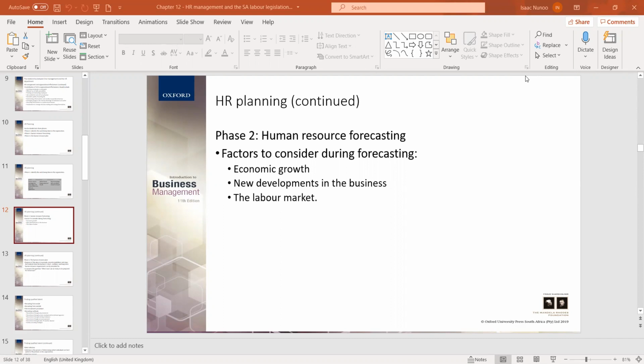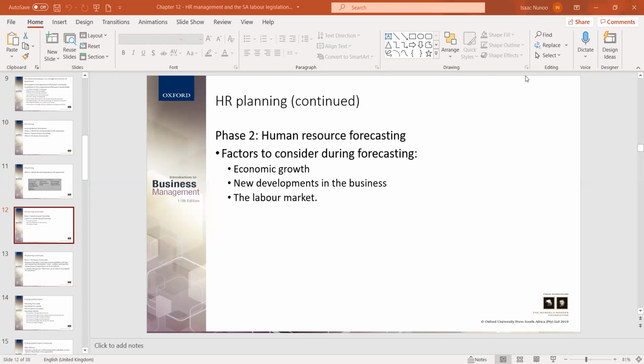You must consider the economic growth. This involves forecasting the expected growth of the business in terms of economic development. Most research has shown that if you increase your labor input in the company, it helps your company to grow. But this is not always the case, because if you overemploy, which is common in most government organizations, people become redundant. People don't want to go to work because they know a lot of people don't have anything to do, and it has a negative impact.